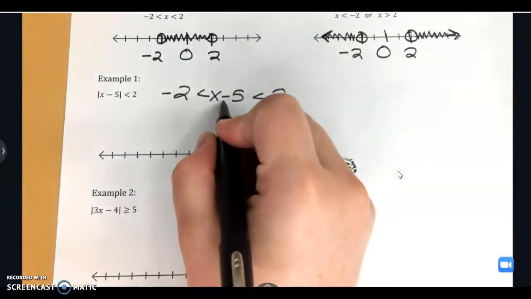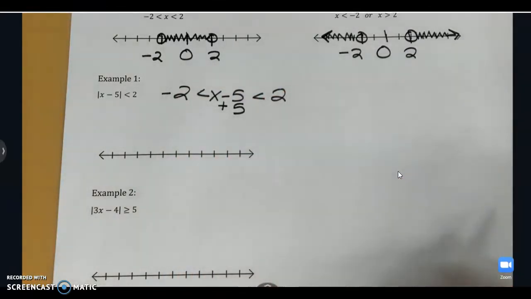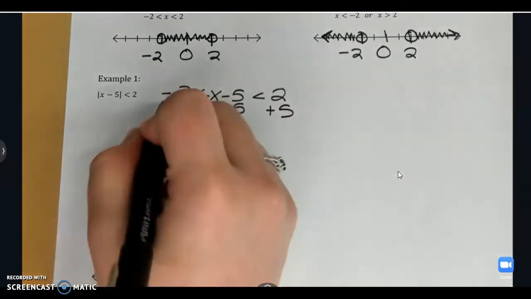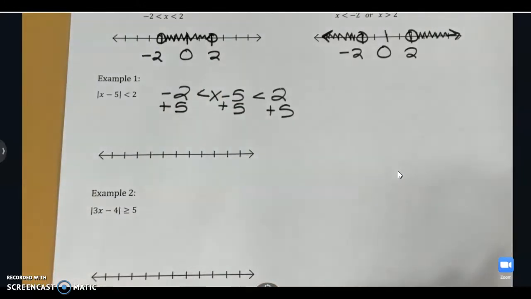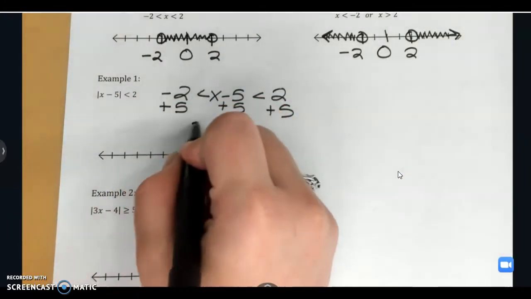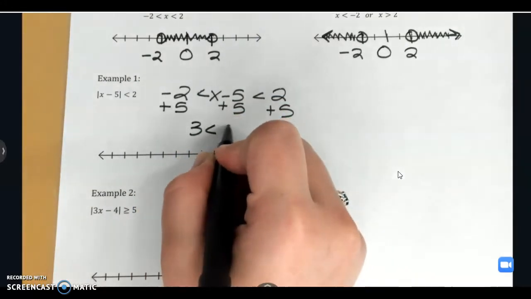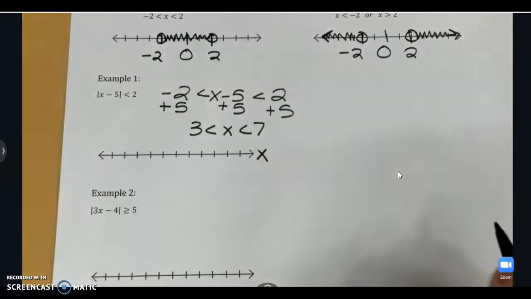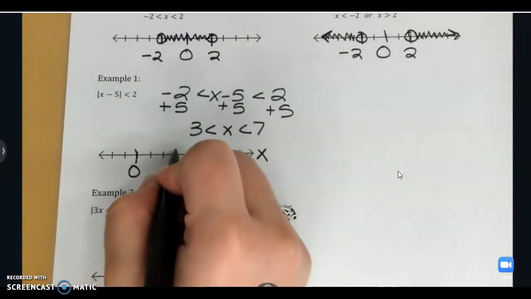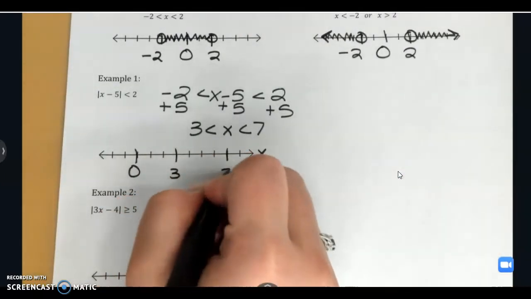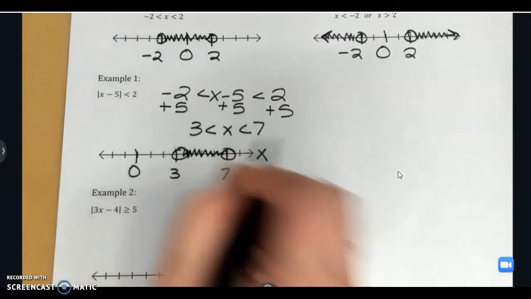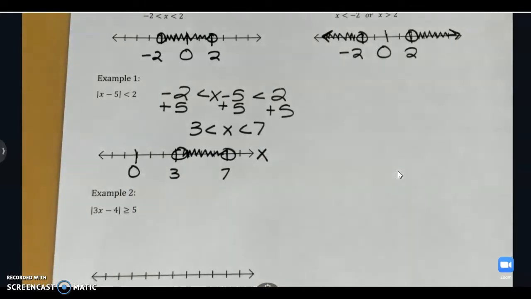Then to get x by itself, I want to add this 5. And because I'm dealing with an inequality like this, I have to also add 5 on the left and on the right. I have to do it in all three places. So my end result is that x has to be between positive 3 and positive 7. And then graphing our x values on a number line, that's 3 and that's 7. I'm going to have two open circles, and it's going to be all of those values between 3 and 7.